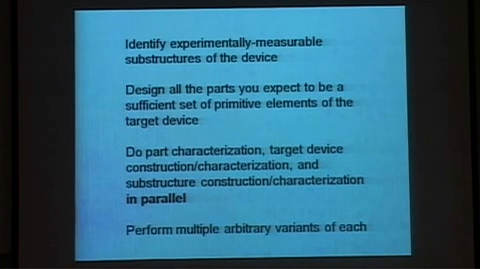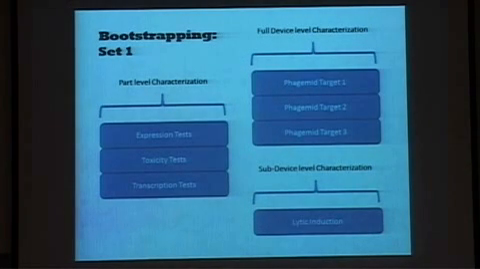Okay, and finally, you're also going to want to perform multiple arbitrary variants of each, and really it's just a calculation of how much money you have, what sort of access and throughput you have in terms of running a robot, as to how many variants of each thing you would want to make in parallel. So the set in this case would end up looking maybe something like this.